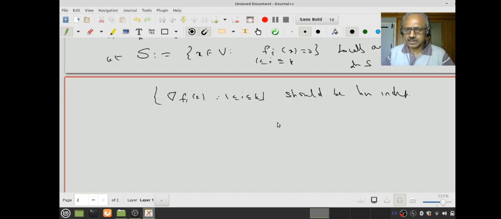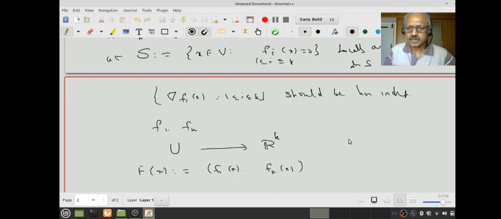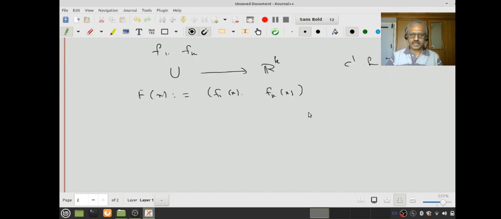Now we are ready to formulate it in a slightly different language. Suppose we have F1, F2, up to Fk, the constraints as given. Therefore, I can think of a function from U to Rk, capital F of x equal to F1 of x, up to Fk of x. Okay, you understand that?